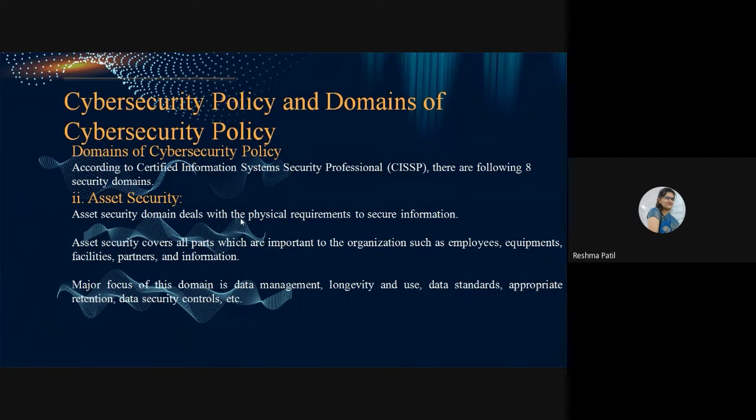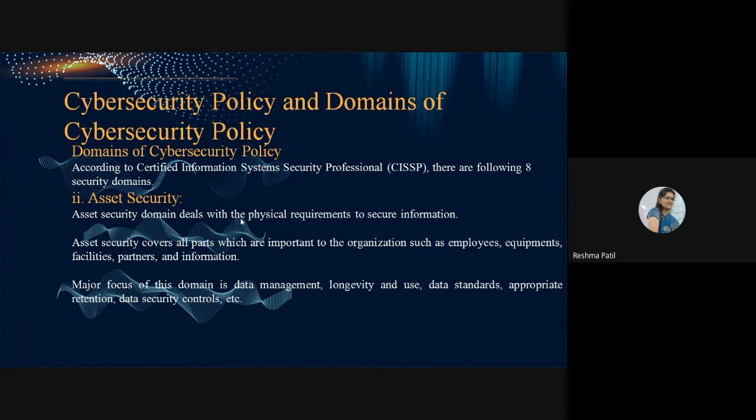Example. You can give an example also. This is an asset of the organization. Computers are assets of the organization. Yes, computer systems, these are assets. Then employees are also an asset. Then facilities, what facilities they are providing. And data is an important asset. Information of that organization is an important asset.